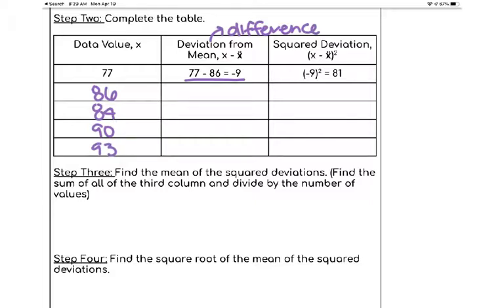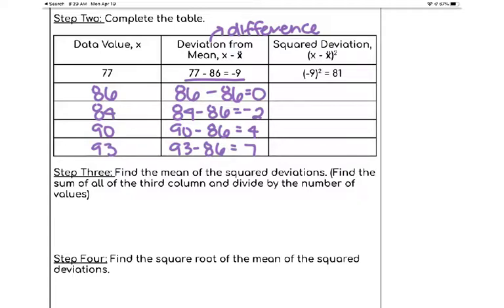So let's do this for all of the other data values in our set. So 86 minus our mean, which is also 86, is 0. 84 minus 86 equals -2. 90 minus 86 equals 4. And 93 minus 86 equals 7. Okay, so we have found the deviation from the mean. We found the difference between the mean and the data value in our set.